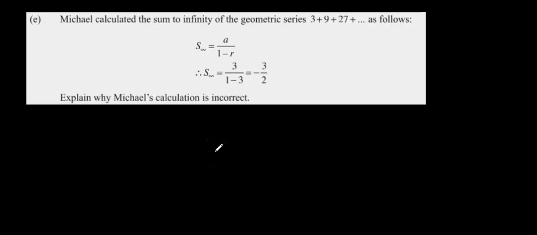Okay, let's look at this question. It says we have Michael calculated the sum to infinity of the geometric series. So it's 3, 9, and 27 as follows. He said that the sum to infinity is equal to a over 1 minus r. So the formula is correct. We can see that, and we're going to go through the substitution.